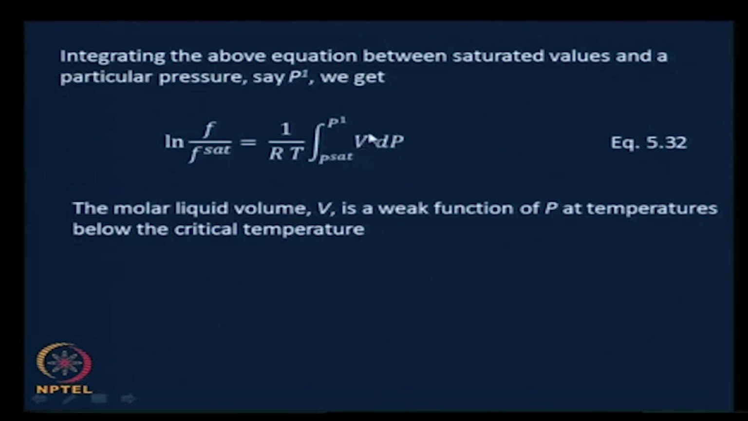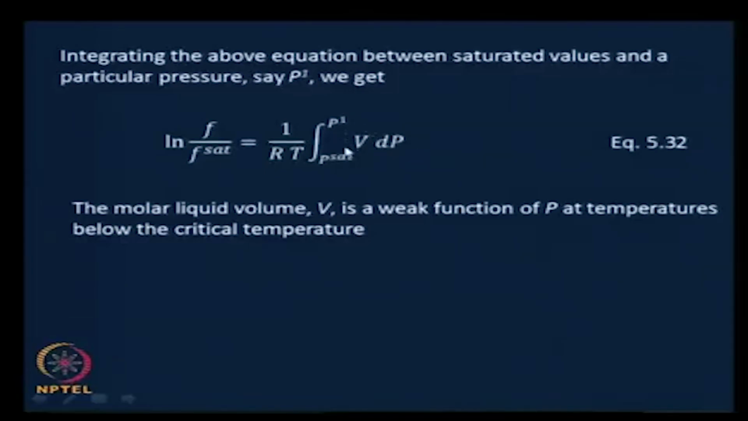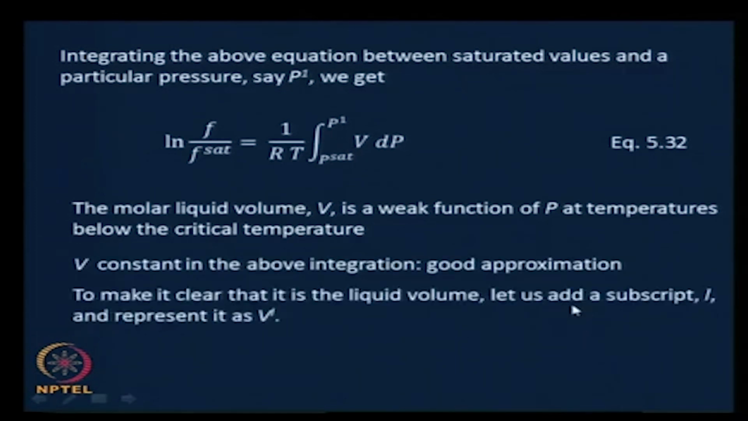If you recall, this is the molar liquid volume. The molar liquid volume is typically a weak function of pressure. At temperatures well below the critical point, we really do not have to worry about its variation with pressure. Therefore, for all practical purposes of interest, this V can be taken to be a constant in this particular integral. It is a very good approximation. And to avoid the confusion between the vapor and the liquid phase volumes, we are going to use another superscript L to make it clear that it is the molar liquid volume, and so we are going to call it V^L.